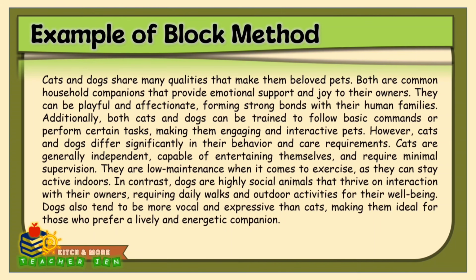So, if you try to analyze this paragraph, we can say that this paragraph uses the block method by organizing the discussion into two distinct sections. First, addressing the similarities between cats and dogs, then moving on to their differences. Each set of points, which are the similarities and differences, is grouped together, making it easier for readers to follow the discussion about one aspect at a time.